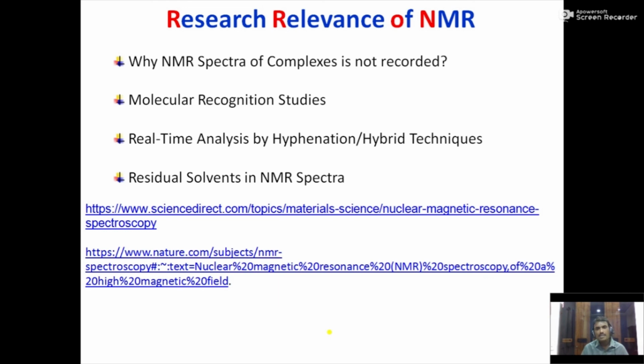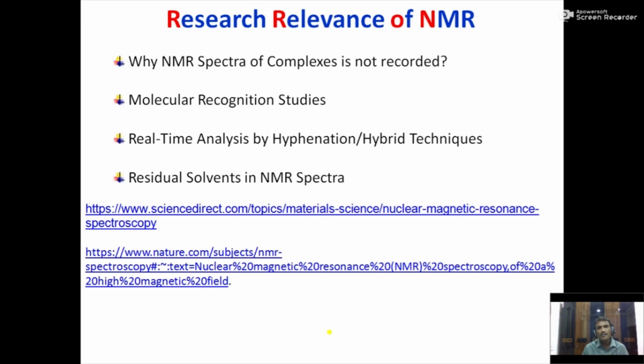Real-time analysis is possible. One simple example I would like to give: you can couple NMR with the solid phase extraction method, SPE, and real-time analysis can be done. So during the real-time analysis, if some hazardous compound is forming, we can stop that reaction. We will not allow that reaction to proceed further. You can couple SPE with NMR or many other techniques.